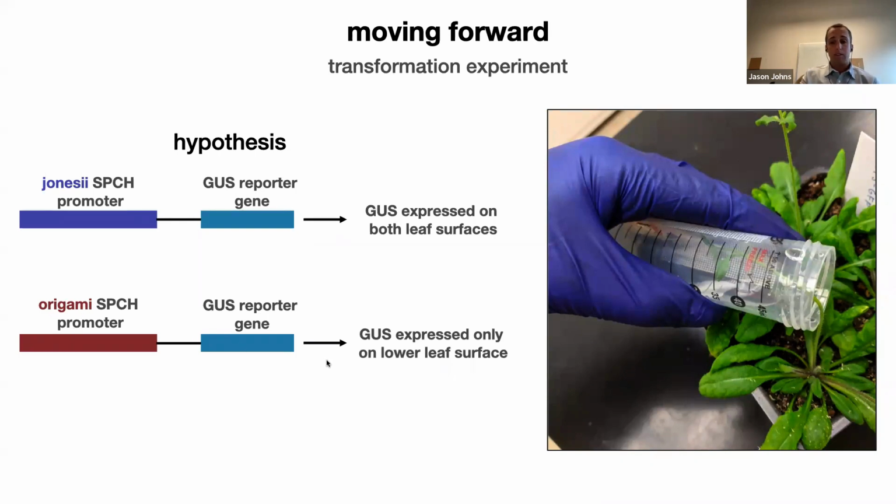So if our hypothesis is correct, then, and we get the assay to work, then GUS will be observed on both the upper and lower surfaces of the leaf in Jonesii, and only on the lower side in the origami transformant. So this project is still in its nascency as far as finding the actual cellular mechanism or demonstrating the adaptive advantage of amphistomati. But I think it's an exciting jumpstart to understanding the basis of an ecologically and potentially agriculturally important trait.